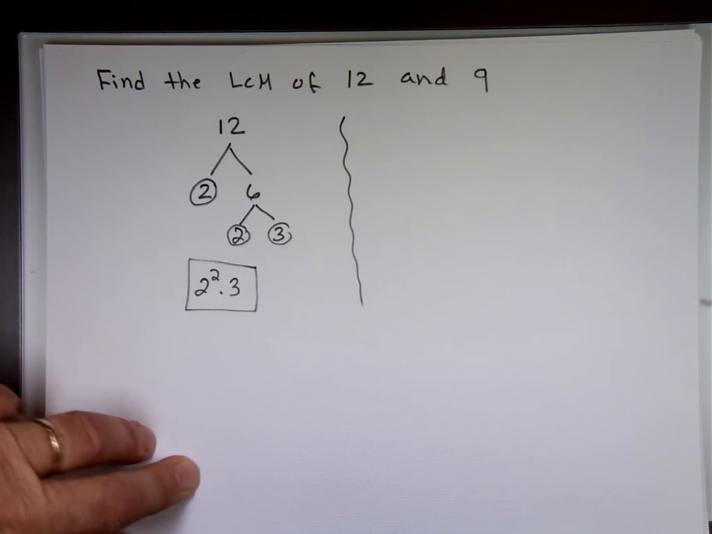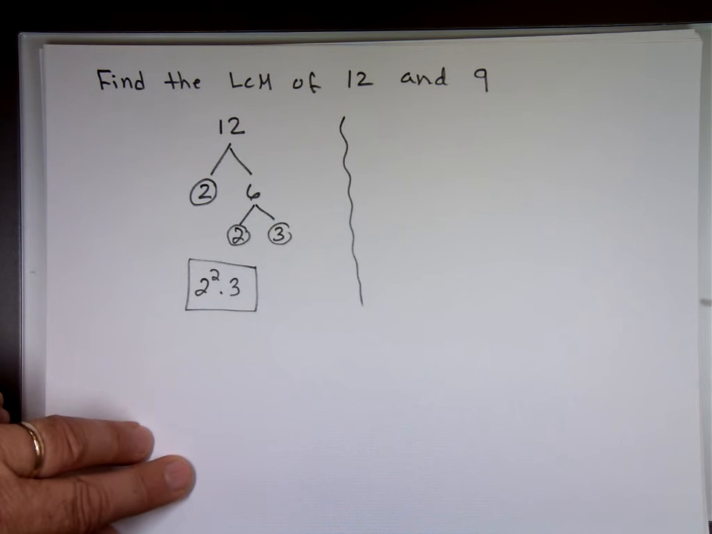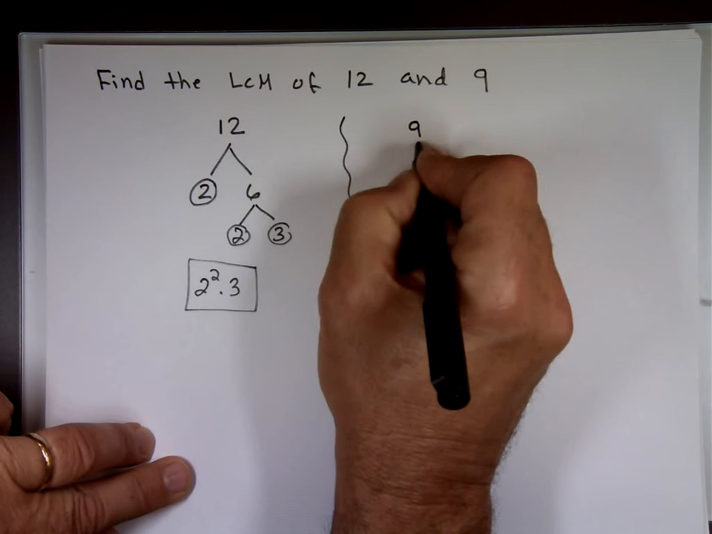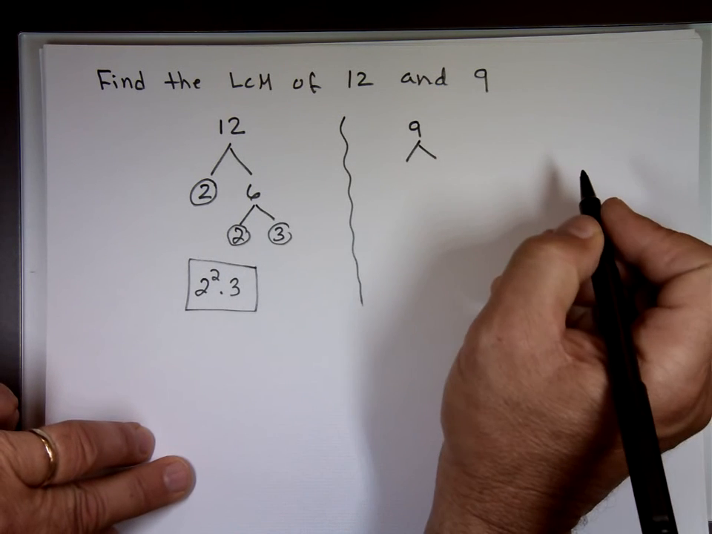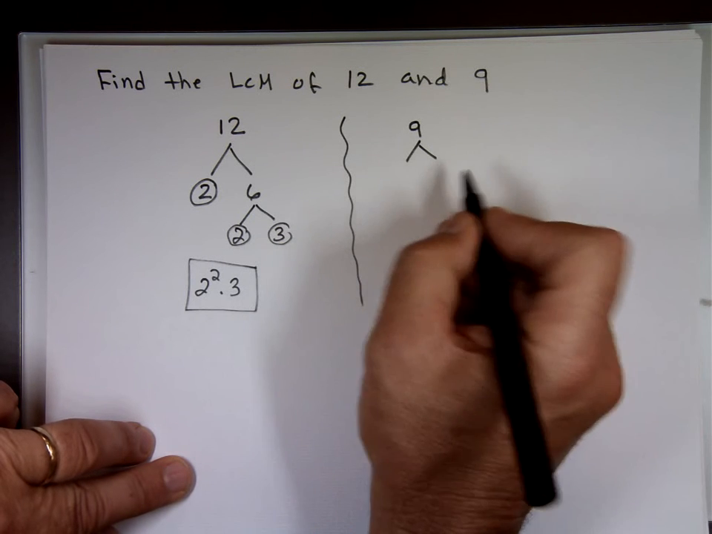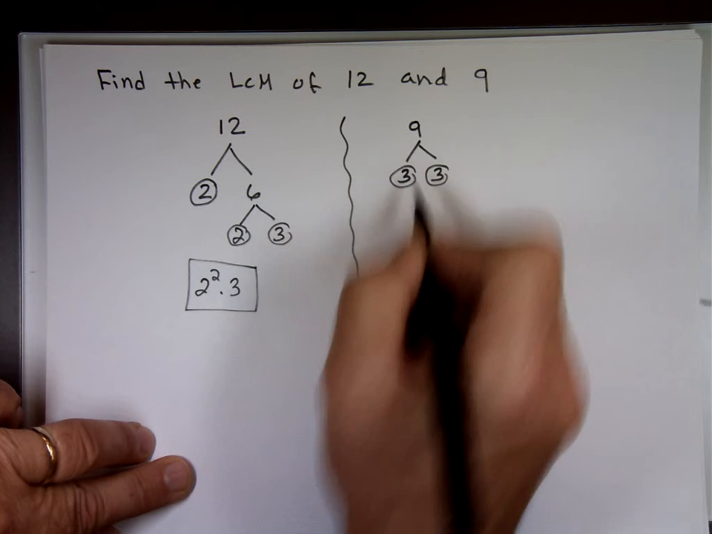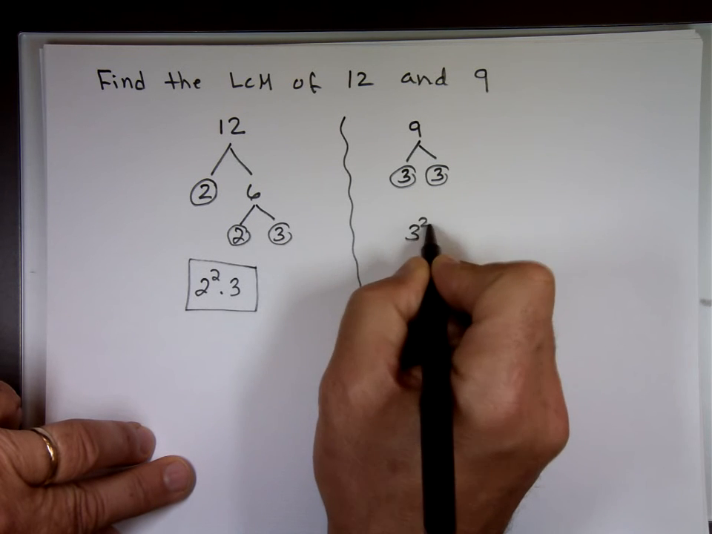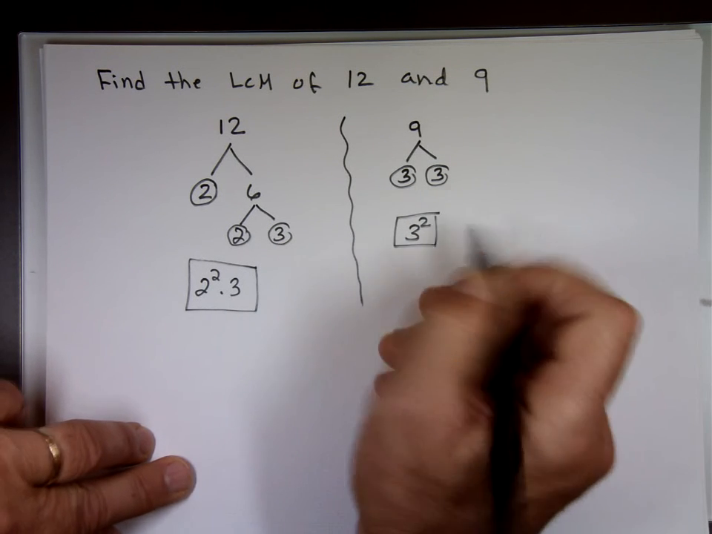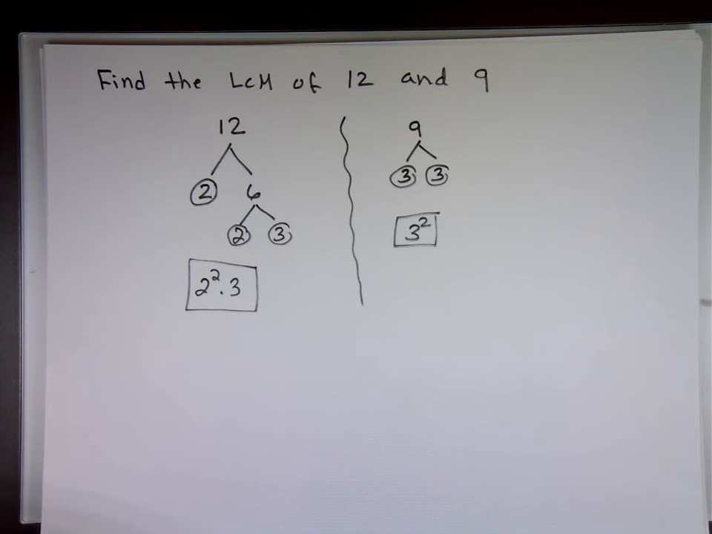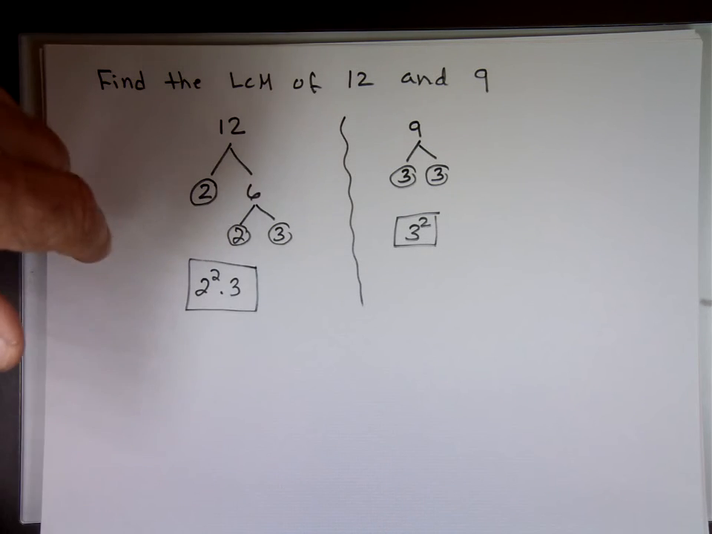Let's look at the 9. How do you get 9? 3 and 3. Are they prime numbers? Yes. The 9 is 3 squared. Put them in a box. Got both of them. Done. Now, what is the LCM, the least common multiple?